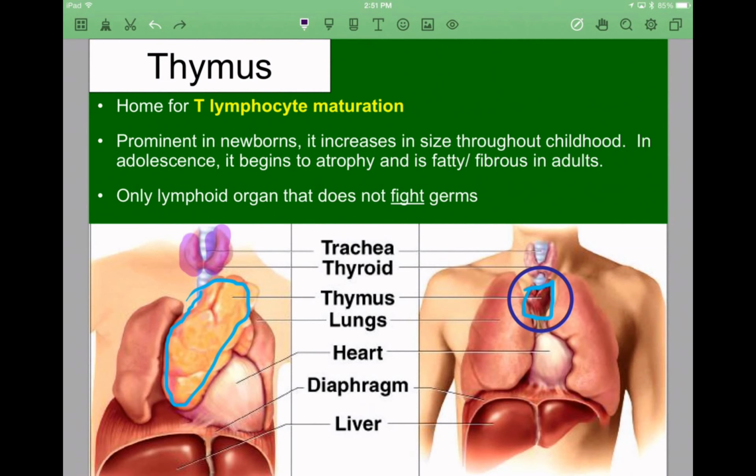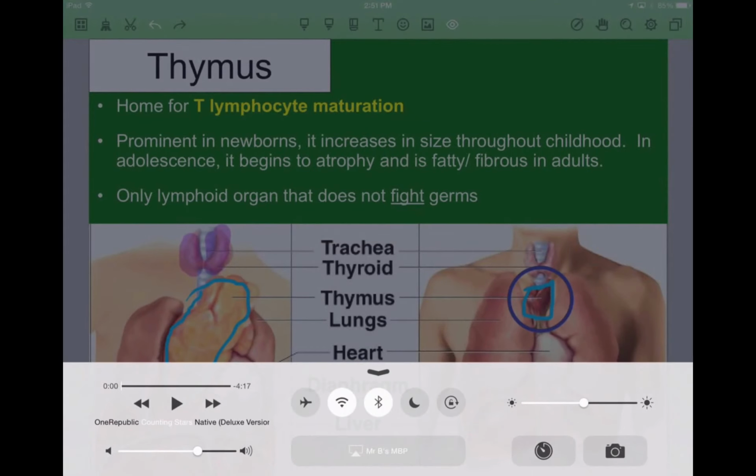And of course, it's a neat point. It's not that your thymus fights infection. It's not a lymphatic nodule. That's not its role per se. Its role is for T lymphocytes to mature, to become more aware. It's not something that's directly involved in the fight. I know that's an interesting distinction to make. Well, I thought I had one or two more slides for that, but I don't.